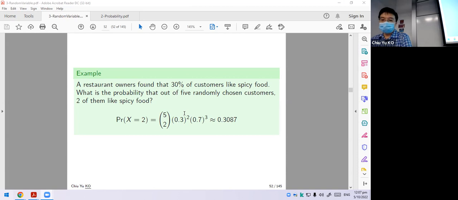So now the question is, we have 5 customers coming in the next hour or so. You don't know what they're ordering, so how much food are you going to prepare? One way is to calculate, say, the probability that 2 people like it. This question is just like, assuming each customer is independent, with n equal to 5 and p equal to 0.3, and x we're asking is just 2.